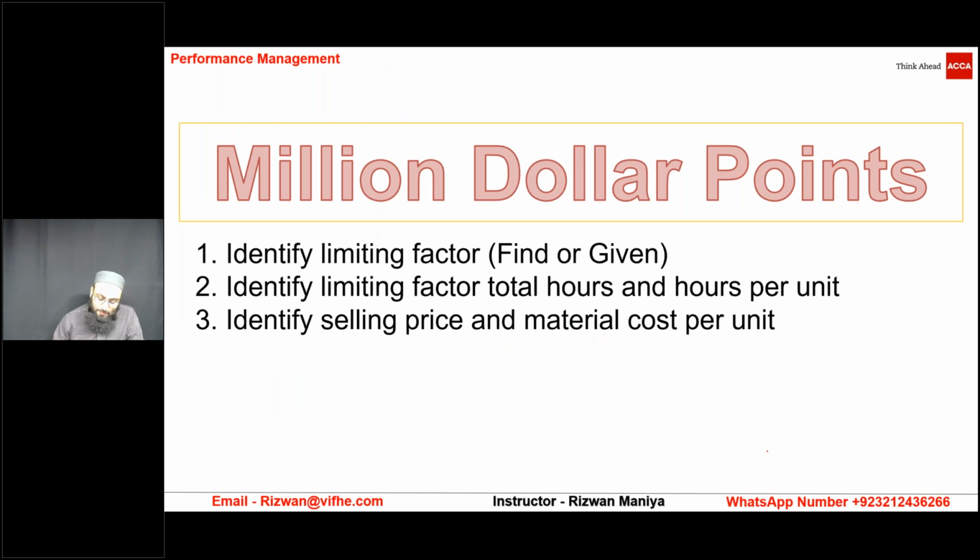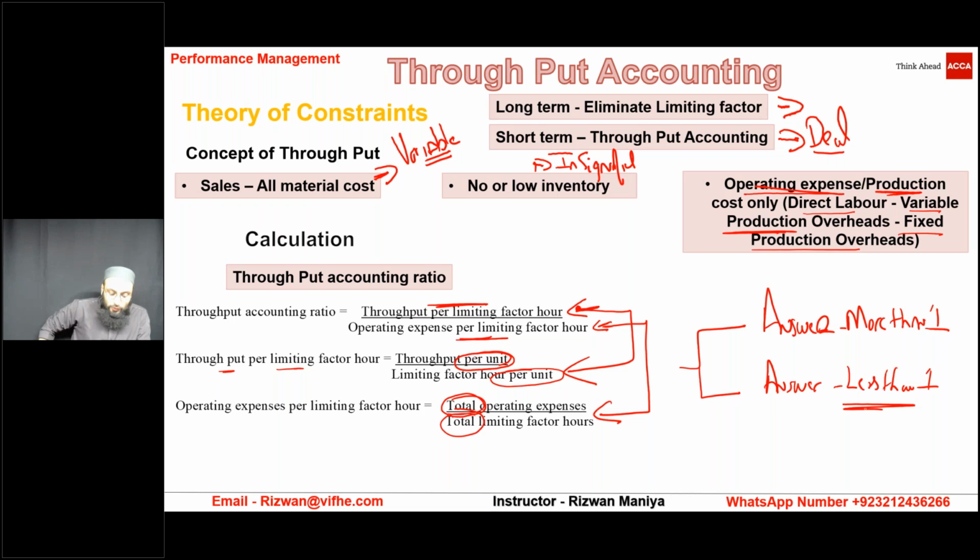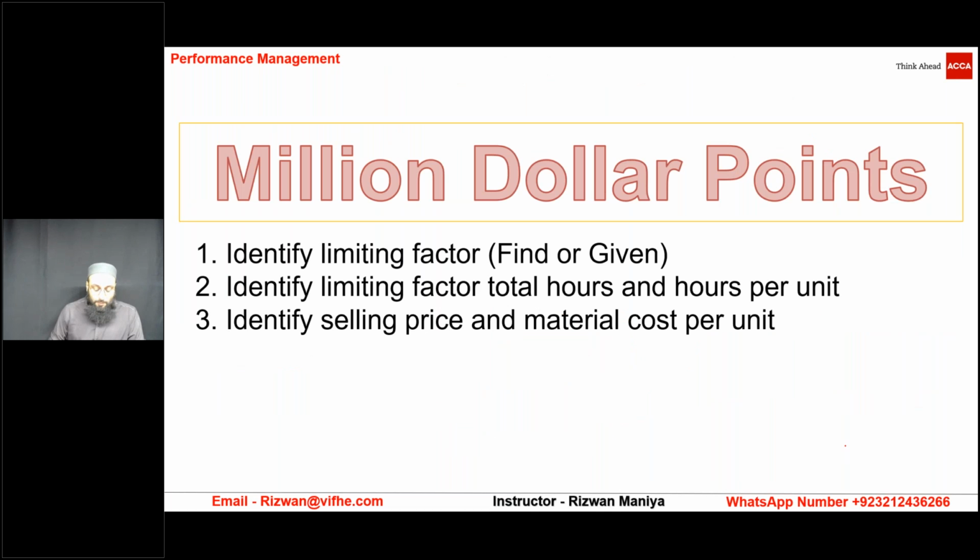So what will this indicate? It's very simple. If the answer of the throughput accounting ratio is more than 1, or if the answer is less than 1, what exactly are we supposed to do? Let's find out the answer. If it is more than 1, what will we be doing, and if it is less than 1, what will we be doing? For that, it's time to move towards a past paper question to see what exactly we need to do. But as I moved towards the past paper, my million-dollar point stopped me again.